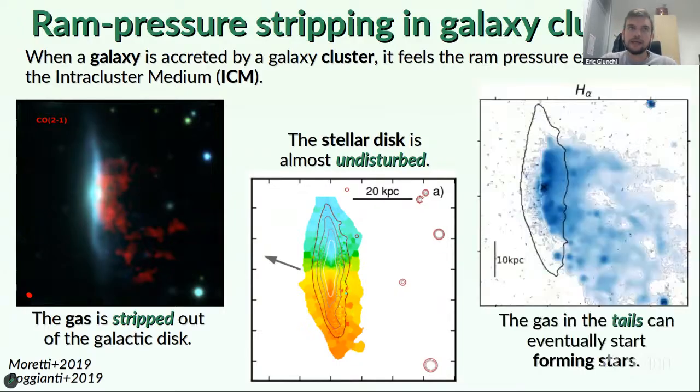Also, if we look at the ionized component of the gas, so the H alpha, you can see that there is not only emission in the disk, but also in the tail, and the emission is not only diffuse, but can be also clumpy. So this means that there is not only diffuse ionization, but also ionization coming from ongoing star formation. These are really stars that have formed in gas that was stripped far away from the galaxy.